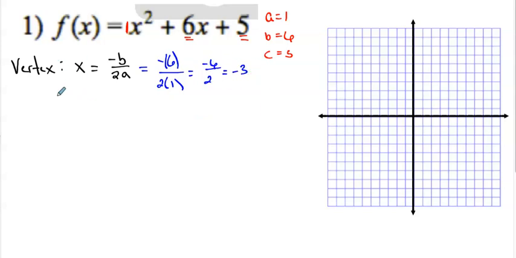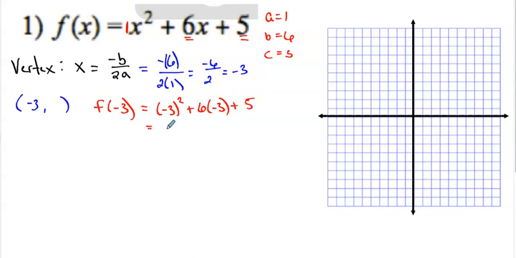All right, so be careful here because the vertex is a coordinate, right? So there's an x-coordinate and there's a y-coordinate. To find the y-coordinate, you have to physically plug negative 3 into your function. So you have negative 3 squared plus 6 times negative 3 plus 5. That's 9 minus 18 plus 5, so that's negative 9 plus 5, which is equal to negative 4. So your vertex is negative 3, negative 4.